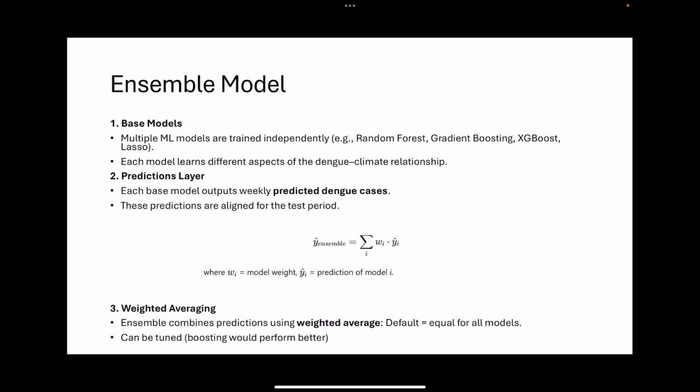So what we did is that we averaged the predictions from all our previous models, and here the weights were equal. However, we do believe that if we try boosting, it can be tuned and can perform better. It could have better performance if we weighed the results from the models.